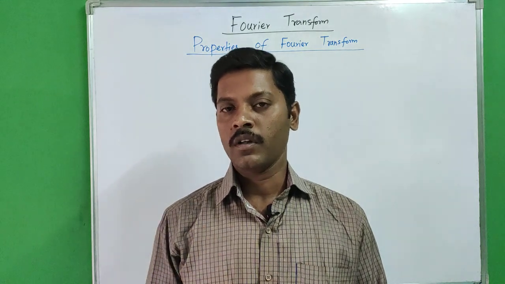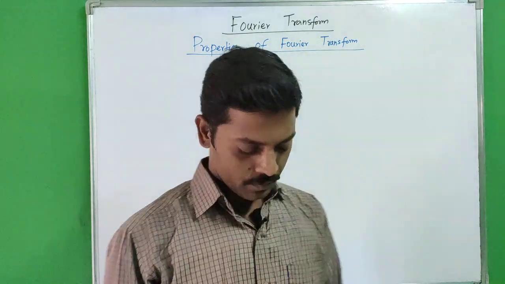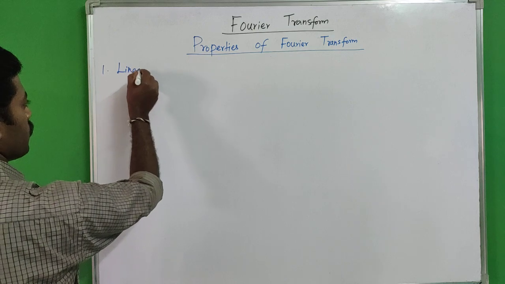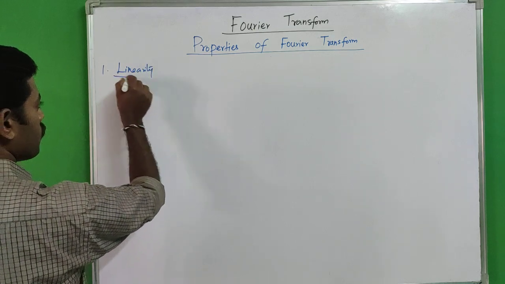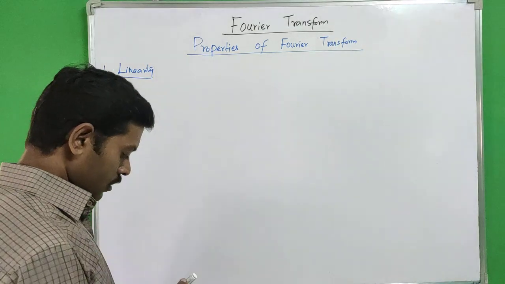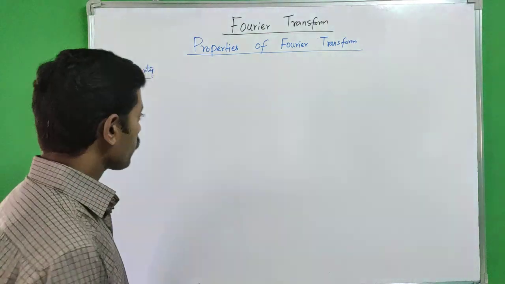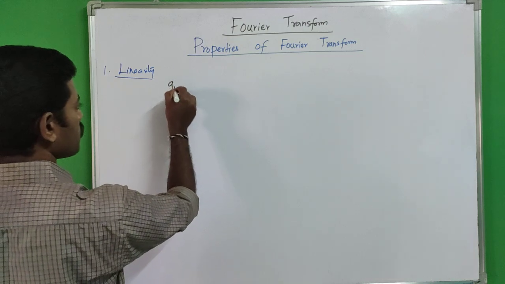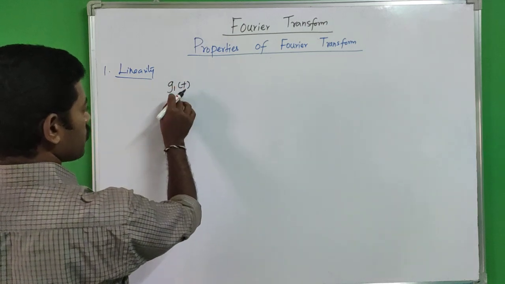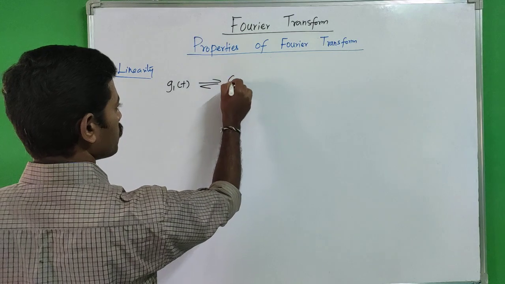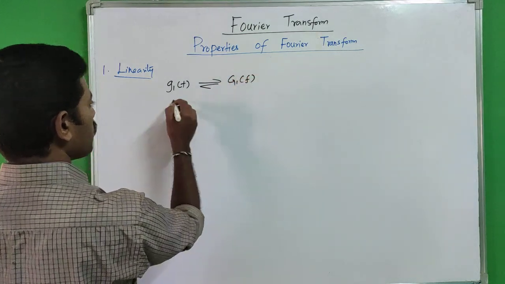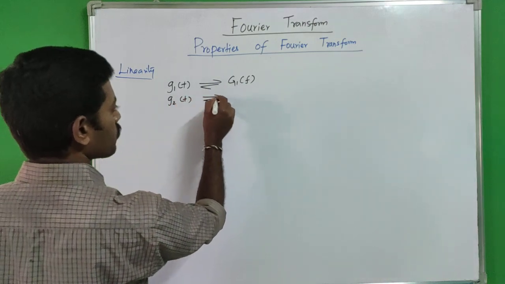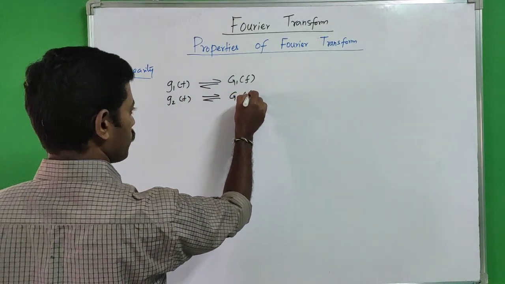Let's see the first property, linearity property. First I will write the property, then we will see the proof. So we have a signal g1 of t that is a Fourier transform pair with G1 of f, and we have a second signal g2 of t that is a Fourier transform pair with G2 of f.